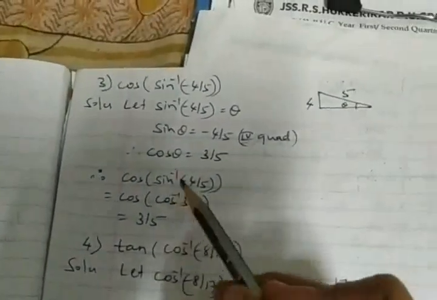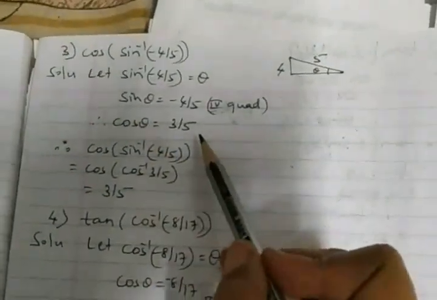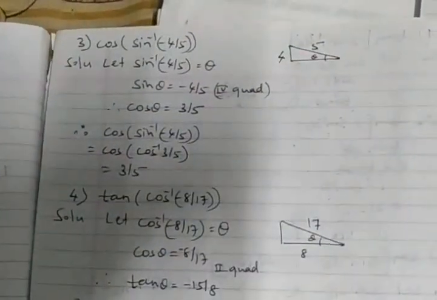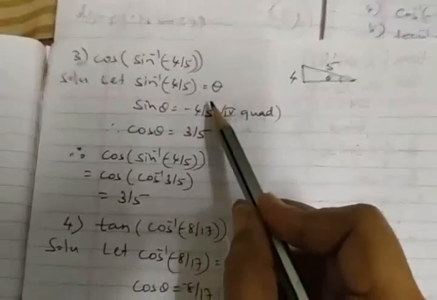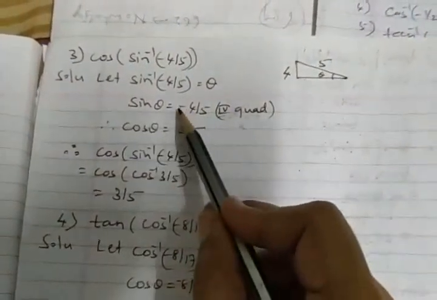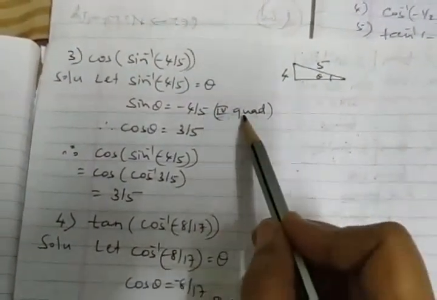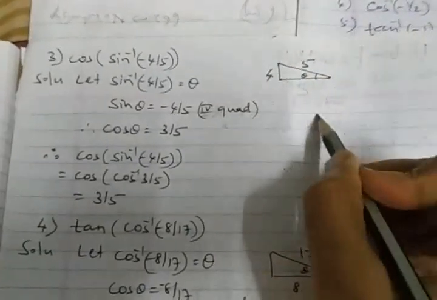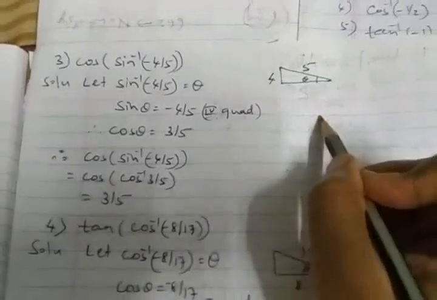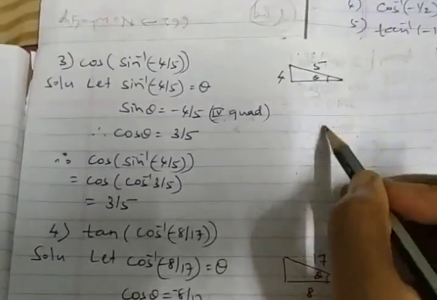Third question, you can pause and solve it from your side. The question is cos of sine inverse of minus 4 by 5. So let's say sine inverse of minus 4 by 5 is equal to theta. Sine theta is nothing but minus 4 by 5. It's fourth quadrant. I should say 3, 4, 5 is a triplet. One step you have to show here. Do the one step calculation with triangle ABC.